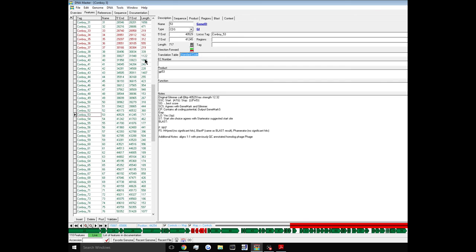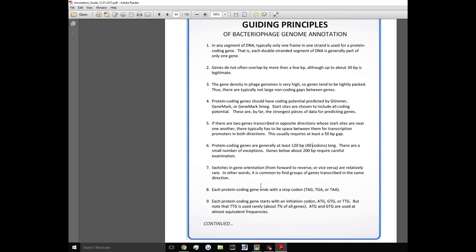A normal length of a gene is upwards of probably 200 base pairs. But as it mentions, take a closer look at the smaller ones, especially less than 200. And if you're below 120, definitely you'll need to further investigate that and decide based on the other evidence.